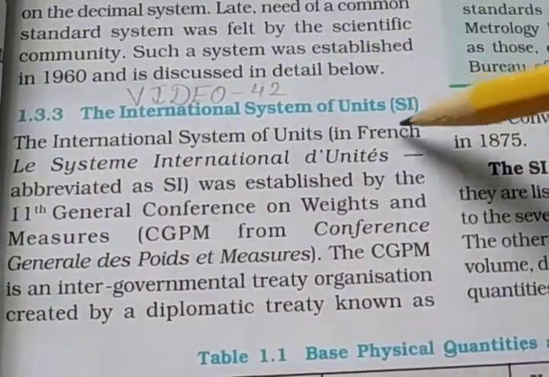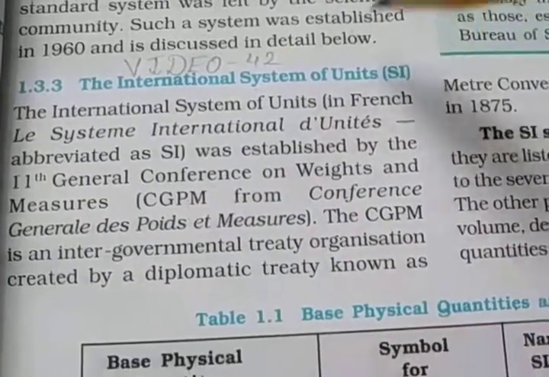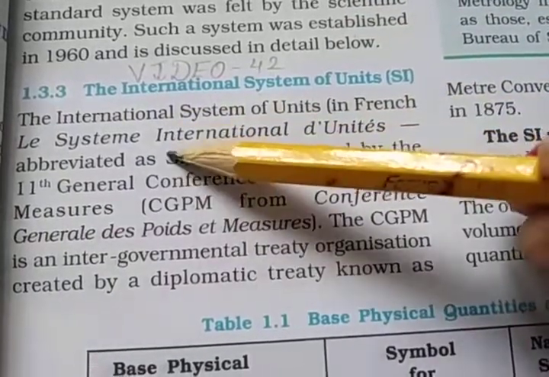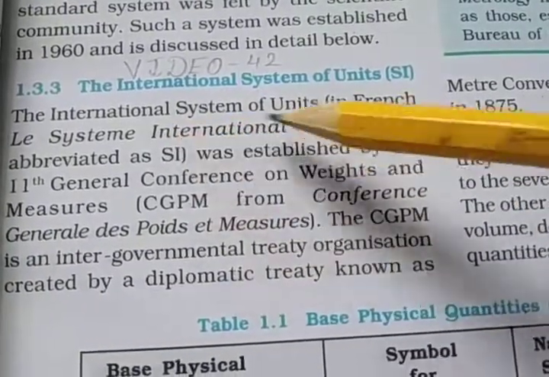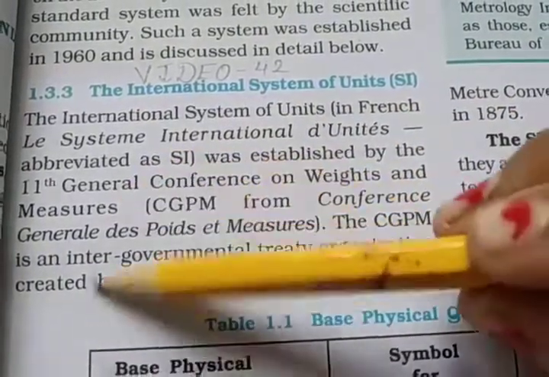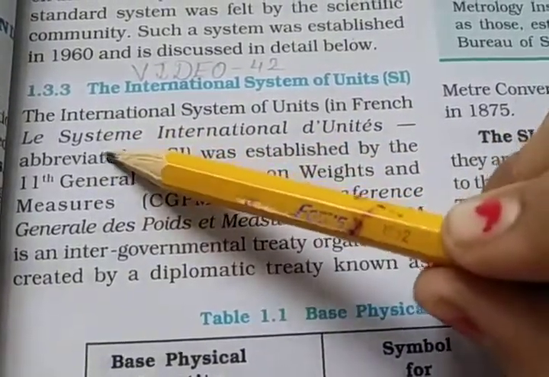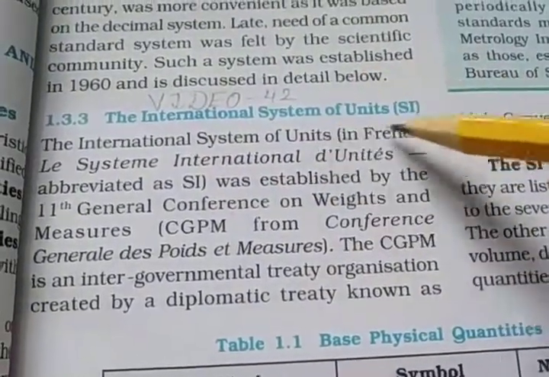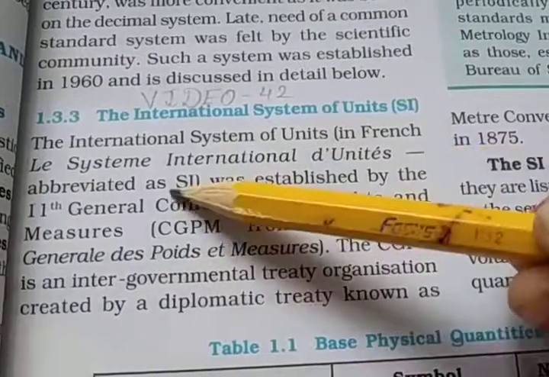In this video I will explain the International System of Units, SI. The International System of Units, in French Le Système International des Unités, is abbreviated as SI. On the basis of the Système International, we put the short name SI for the International System of Units.